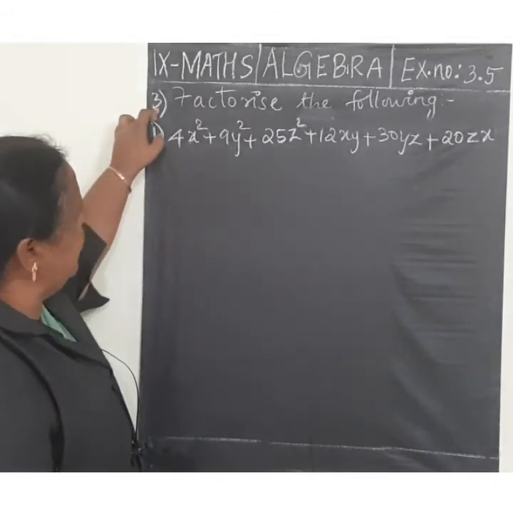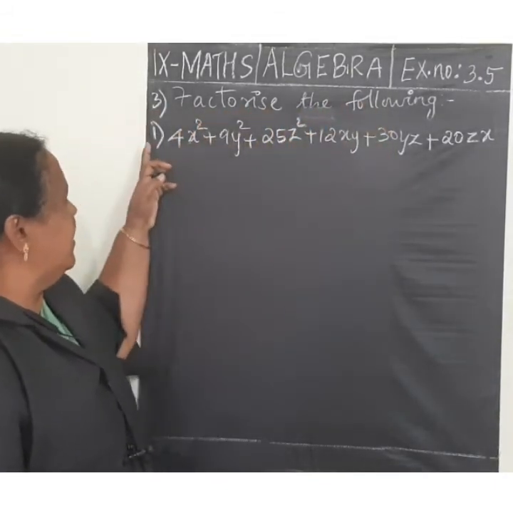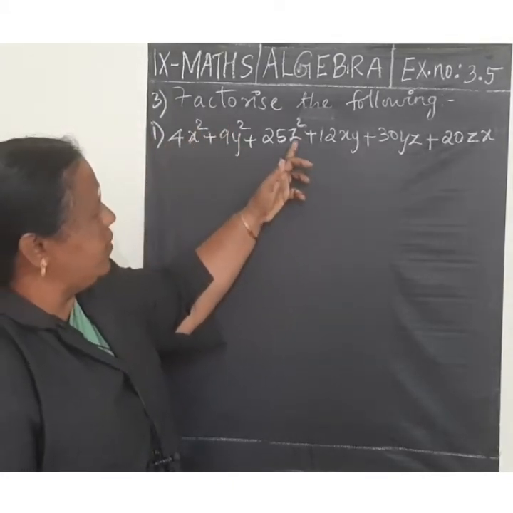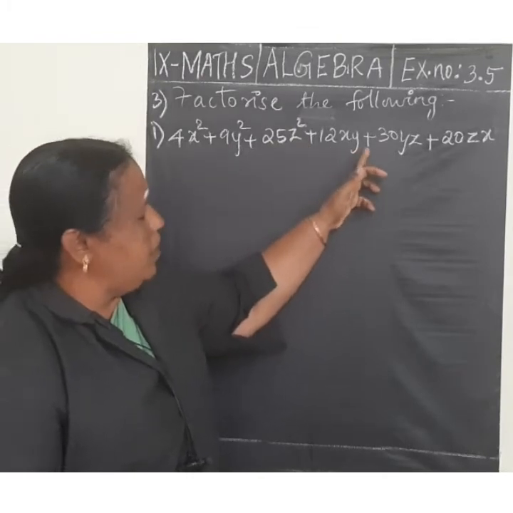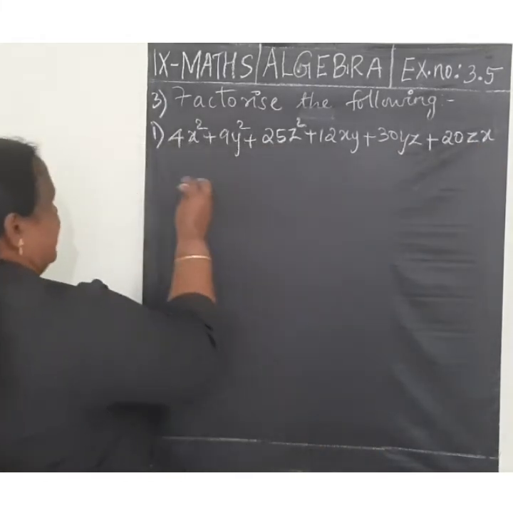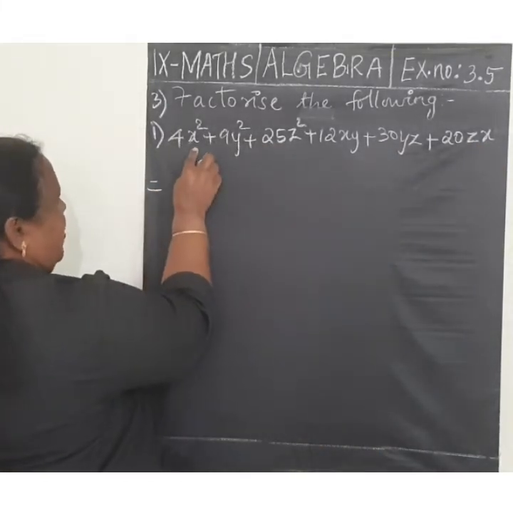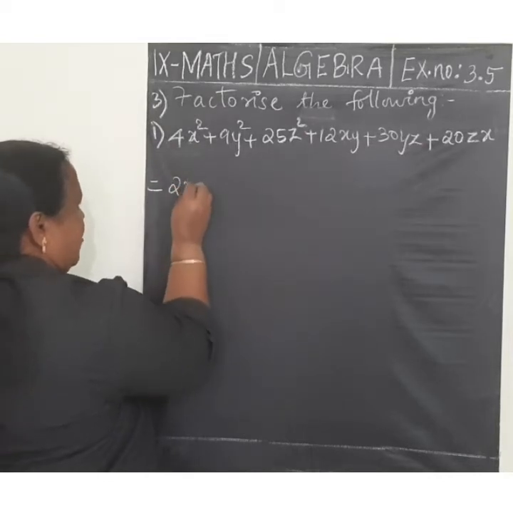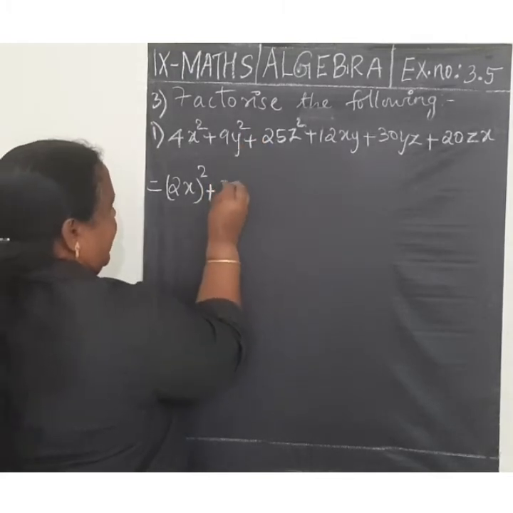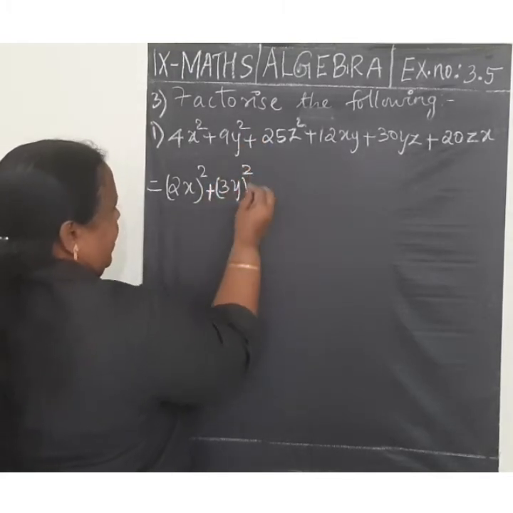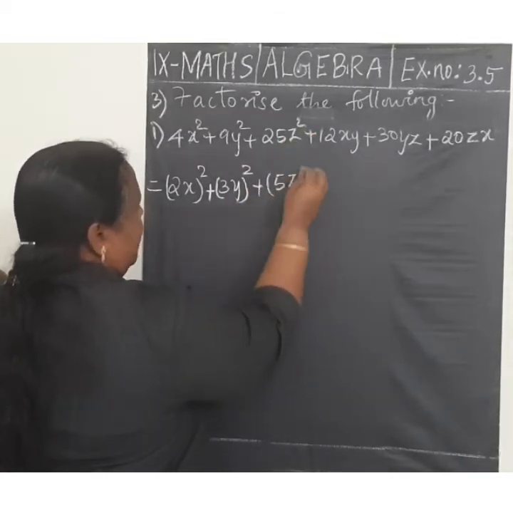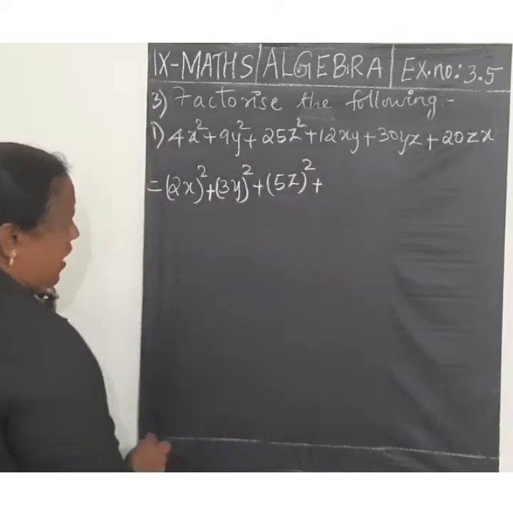Next, third question, factorize the following. In that first subdivision, 4x square plus 9y square plus 25z square plus 12xy plus 30yz plus 20zx. So this one we are splitting as 4x square, we can write it as 2x the whole square plus this 9y square we are writing as 3y the whole square plus 25z square we are writing as 5z the whole square plus now here we are writing this 12xy.